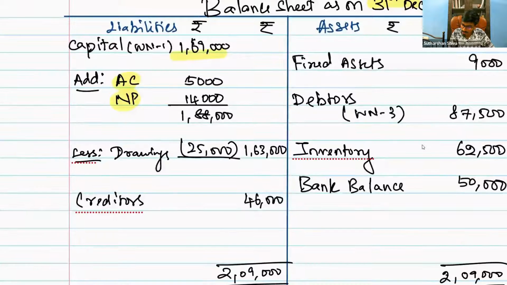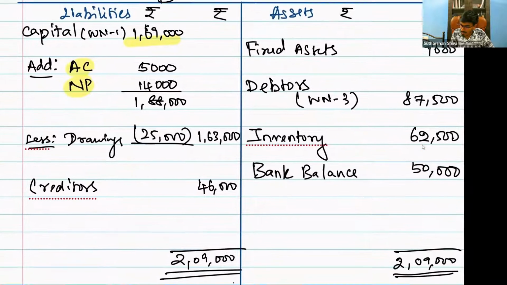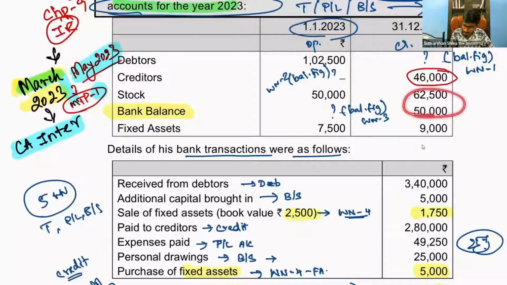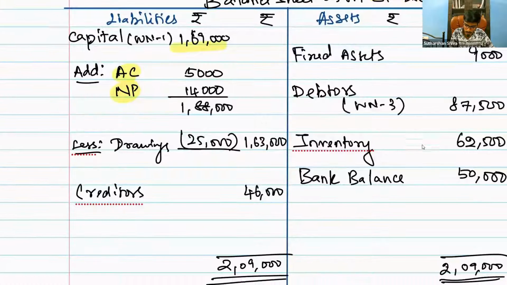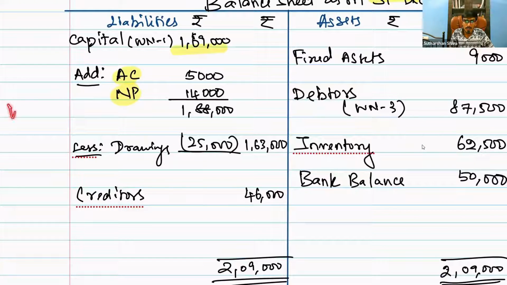This is done. Fixed assets, closing value they have given. Inventory, closing inventory value. Bank balance closing values also they have given. All 3 values I have posted. In simple terms, I need to only post the debtors value. Okay, it will be very simple. Next, I am preparing working note number 2, working note number 3, working note number 4, working note number 5. All these working notes I am preparing are only to complete my balance sheet.